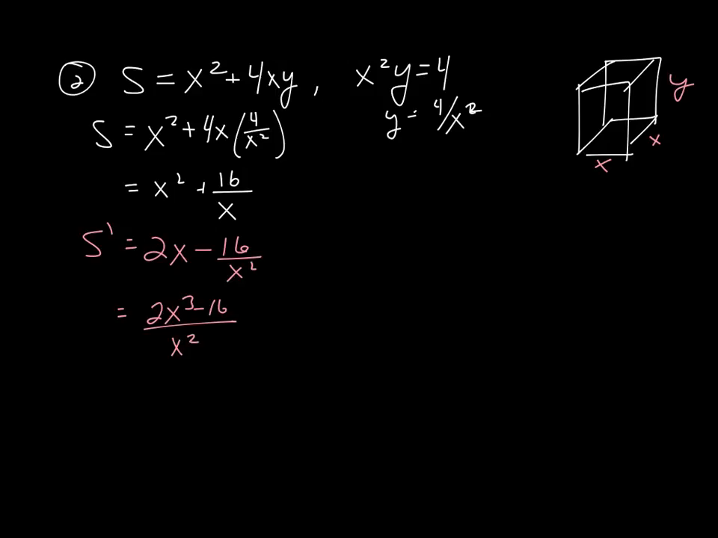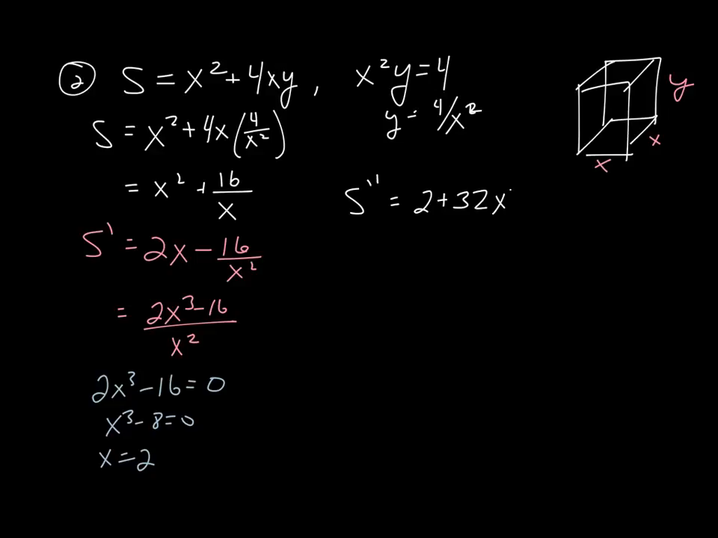Now we find our critical numbers. Our derivative is undefined when x is equal to 0, but I'm not going to use that information because I don't want a dimension of 0. So I'm just going to look at where our derivative is equal to 0, and that happens when x is equal to 2. And now we have a choice between doing the first derivative test and the second derivative test. I'm finding the second derivative easy to find. So the second derivative is 2 plus 32x to the negative 3.